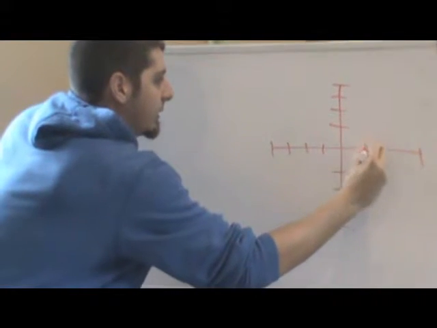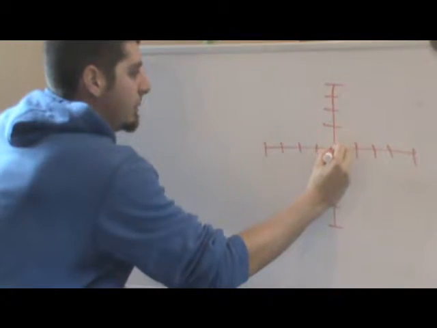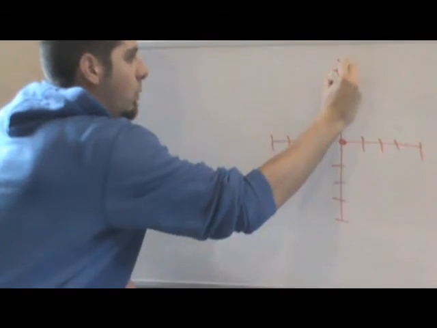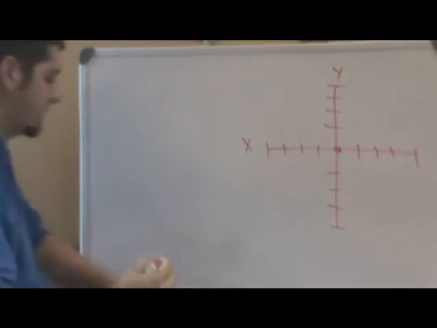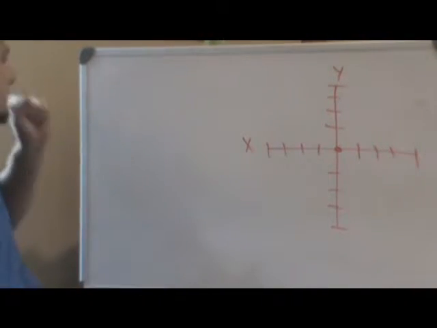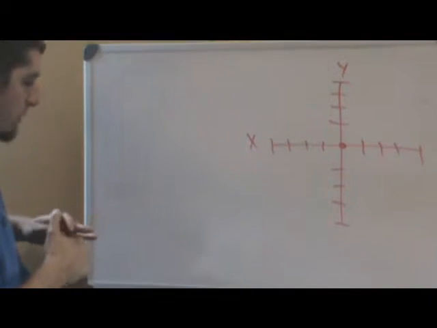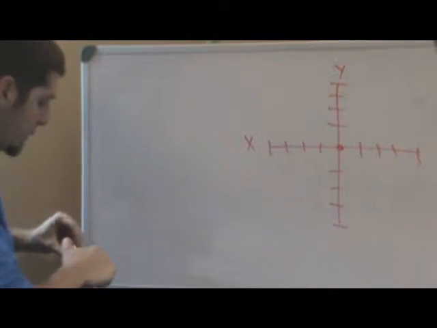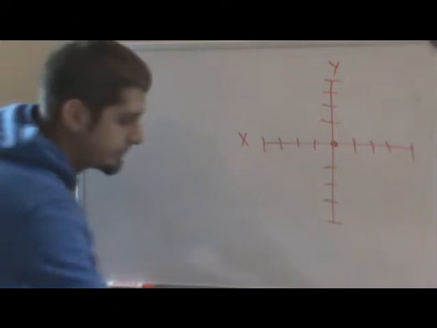We're going to start talking about that right now. Okay, remember this is the origin, y-axis, x-axis. So we're going to use some small functions or small groups of special ordered pairs.